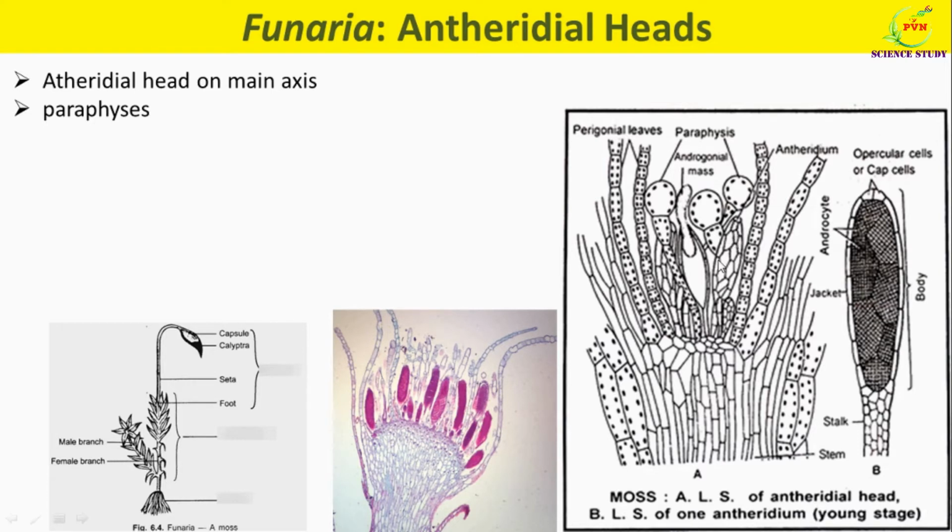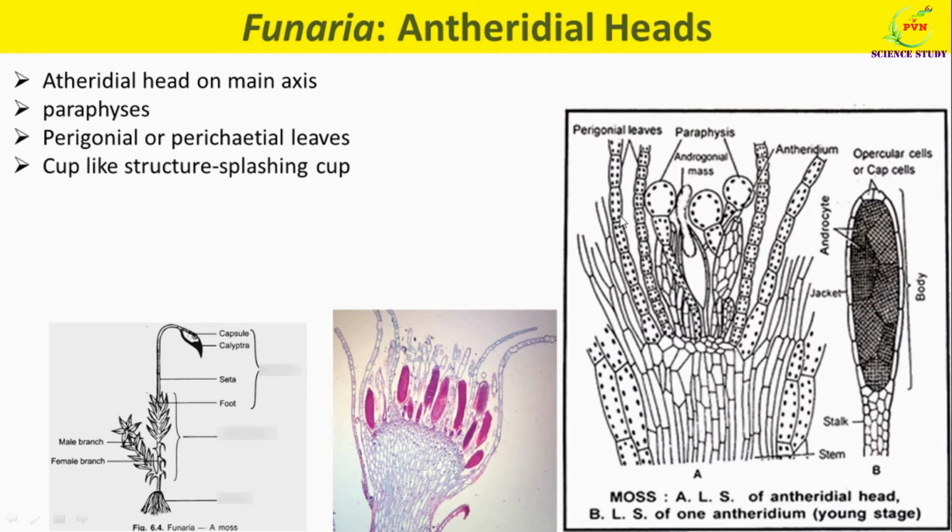These antheridia are intermingled with long sterile hair-like structures known as paraphyses. So these are paraphyses. Both antheridia as well as paraphyses are surrounded by a large number of bract-like leaves called perigonial or the pericaceal leaves. So these are the perigonial or the pericaceal leaves which are protecting antheridia as well as paraphyses.